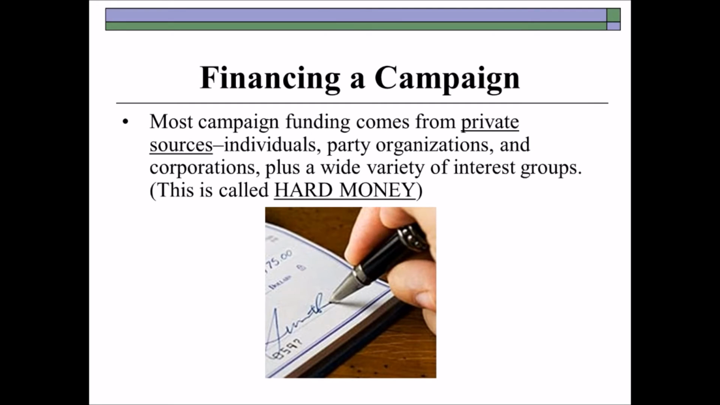All right, so on to financing. Most campaign funding comes from private sources, so individuals, corporations, interest groups. This is called hard money. Hard money is when someone says, I'm going to donate money to this candidate to be used by this candidate. It goes straight to them.